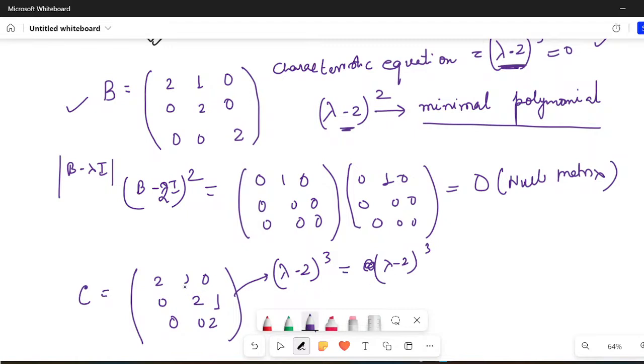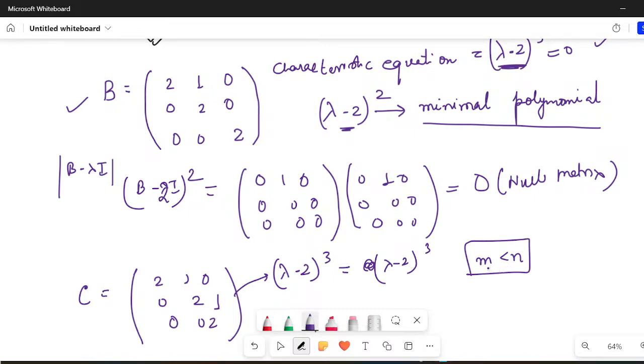So here you can clearly see that the eigenvalues are repeated, but still m is not less than n. Here your m is in fact equal to n. So here the minimal polynomial is equal to the characteristic polynomial. That is, the degree of the minimal polynomial is not less than n.